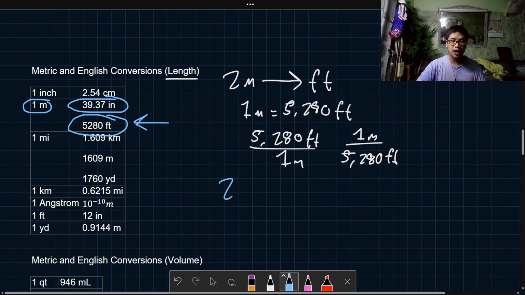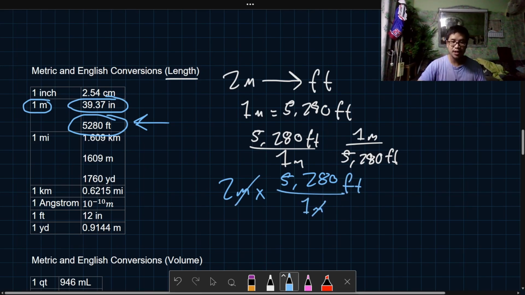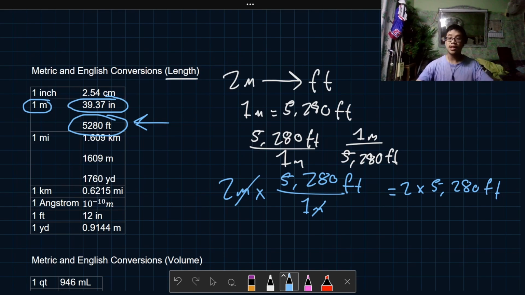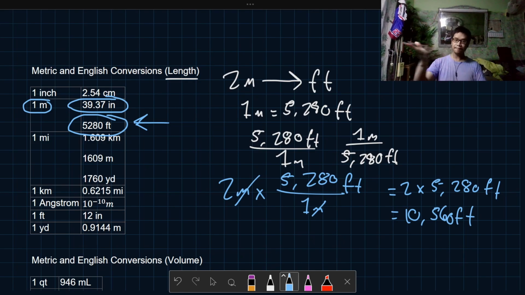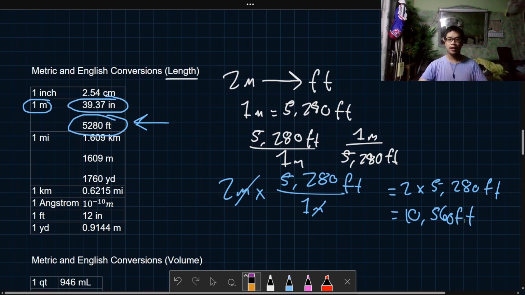With that, we will have 2 meters times 5,280 feet all over 1 meter. Here we can cancel out the meters. What's left is 2 times 5,280 feet. With the use of my calculator, the answer will give you 10,560 feet. See? That's it. All right, let's have some more examples.